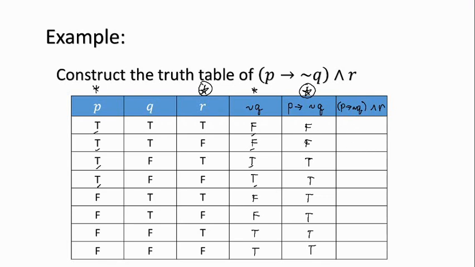So in this case, we're seeing an F in the two columns. So this is false, false. So true, true is true. False, true is false. True, true is true. False, true is false. True, true is true. And then false, true is false. So this is now the complete truth table of this particular compound statement.